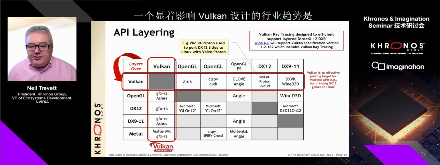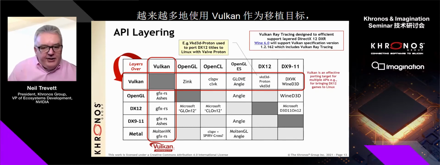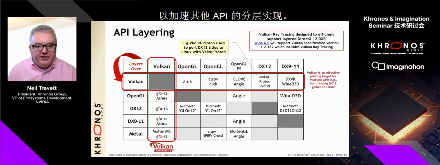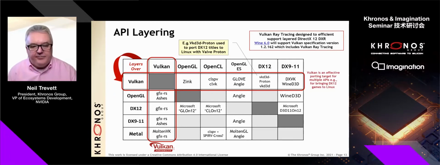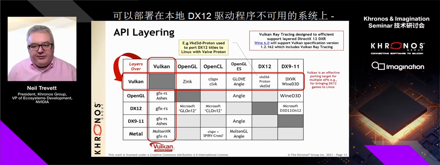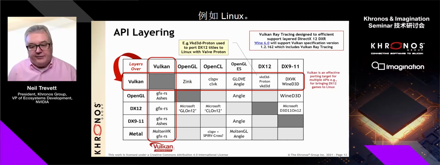Now, an industry trend that is significantly influencing Vulkan's ongoing design is the increasing use of Vulkan as a porting target to accelerate layered implementations of other APIs. This enables an application using an API such as DirectX 12 to be deployed on systems where native DX12 drivers are not available, such as Linux.